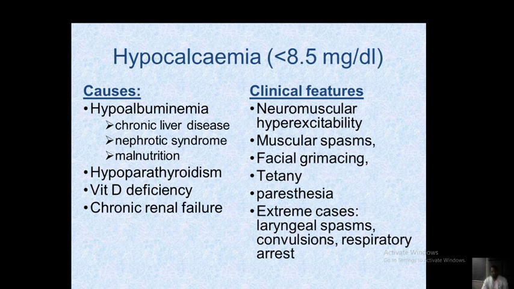So what are the clinical features of hypocalcemia? First, it is called hypocalcemia when the level is less than 8.5 mg per deciliter. So what is the clinical feature? Neuromuscular hyperexcitability. I told you in the very first slide, calcium helps in nerve conduction. So if the level of calcium is less, the nerves are more excited, and hyperexcitability will be there. Muscular spasm will be there, facial grimacing, tetany, paresthesia, and in extreme cases laryngeal spasm, convulsions, and respiratory arrest, in which case hypocalcemia is very fatal.